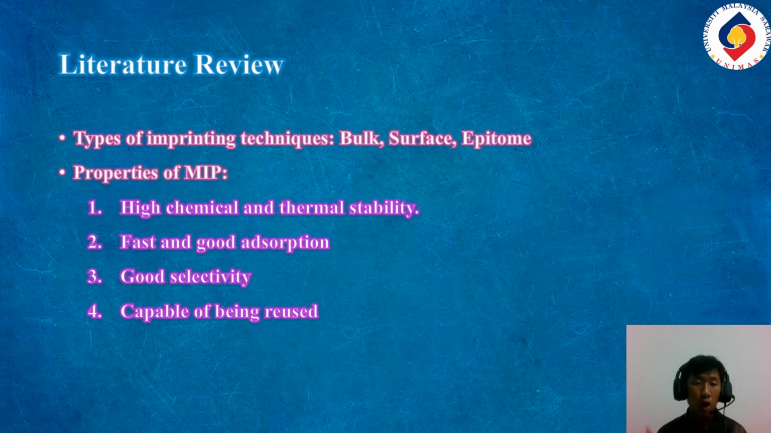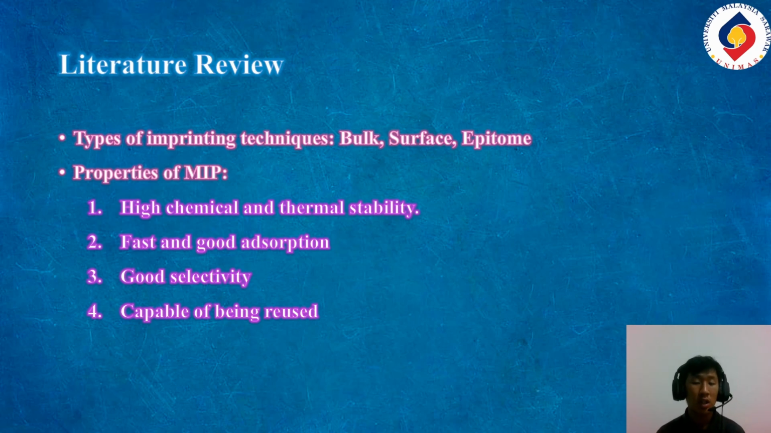Other than copolymerization imprinting techniques, we also have the bulk imprinting techniques, the surface imprinting techniques, and also the epitope imprinting techniques. Other than the types of imprinting techniques being reviewed in the literature review, we also review the properties of MIP that is suitable to be used in removing the aspirin from human body.